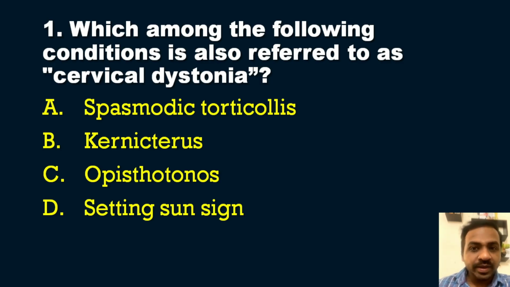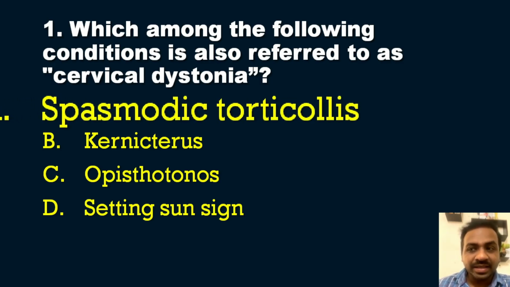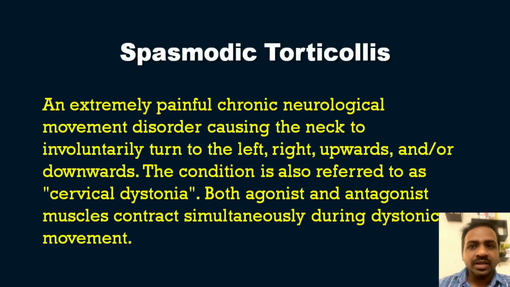So the answer for this question is option A, that is spasmodic torticollis. Okay, spasmodic torticollis. So we will see what spasmodic torticollis is and the other options also. It is an extremely painful chronic neurological movement disorder causing the neck to involuntarily turn to the left, right, upward and or downwards. So the neck will be involuntarily turned to the left, right, upward and or downwards, and the condition is also referred to as cervical dystonia.